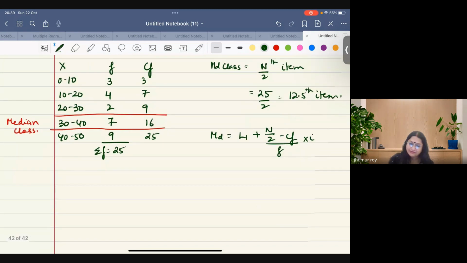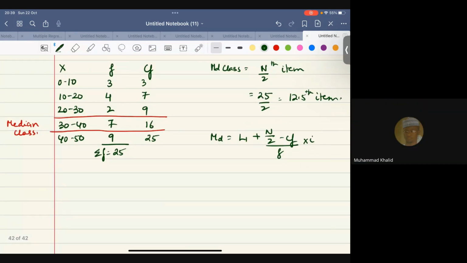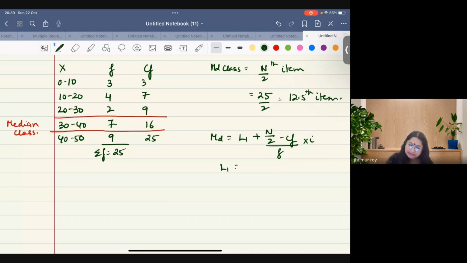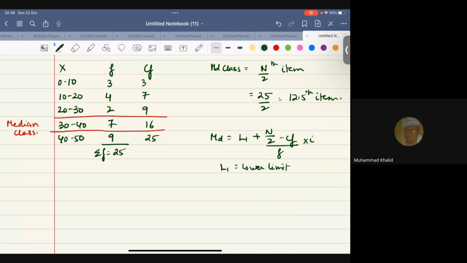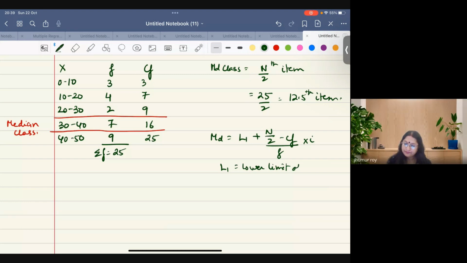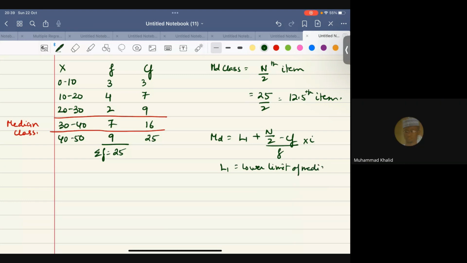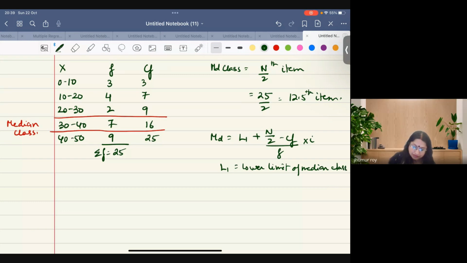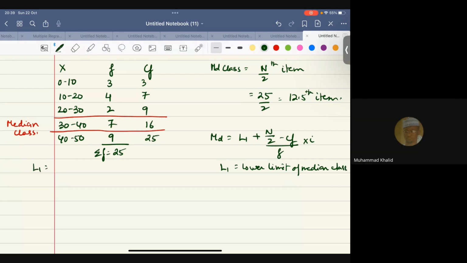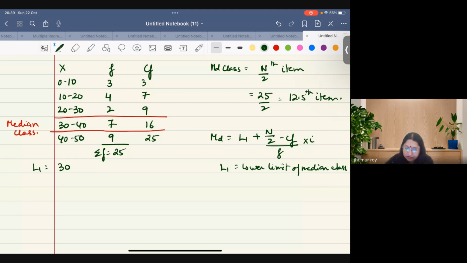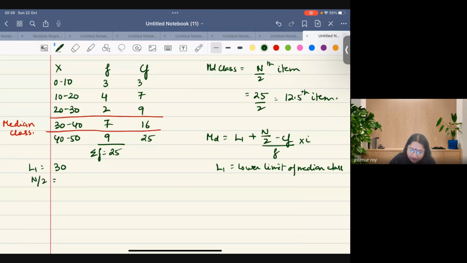Let me define the terms in this formula. L1 is the lower limit of the median class. So what is L1 here? Can you tell me? Lower limit of median class? 30. Okay. Then you know the value of n by 2. What is the value of n by 2?